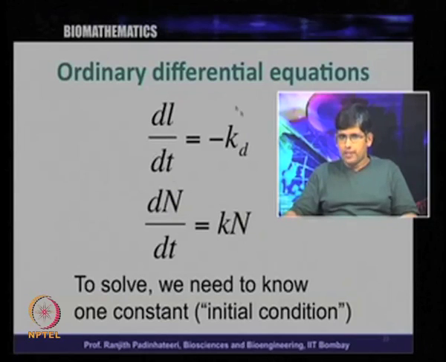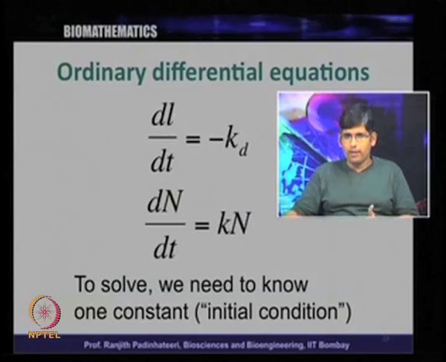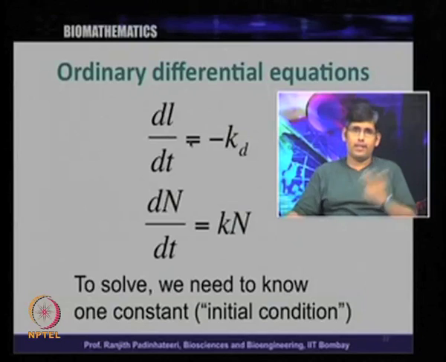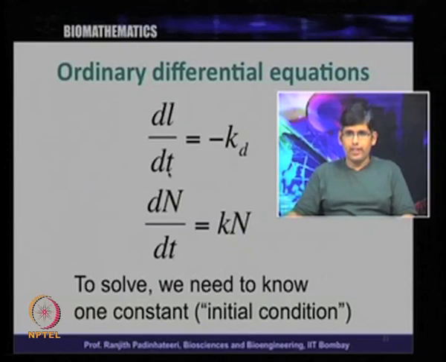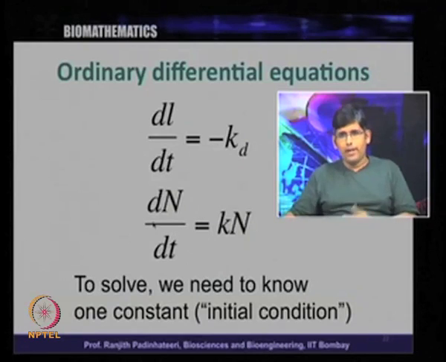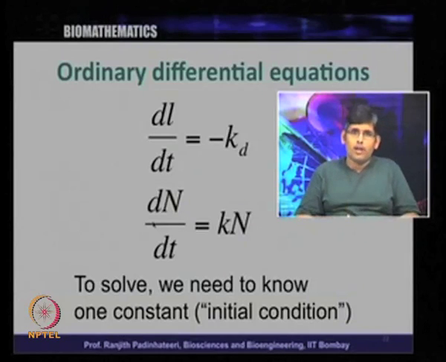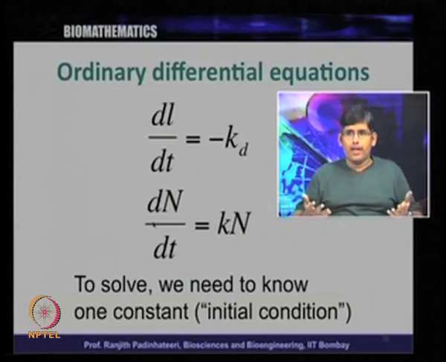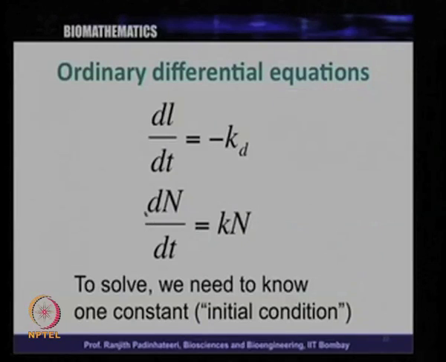So, the first equation precisely describes the decrease in length of anything, a polymer. If L is a length, dL by dt is minus kd, where kd is the rate of depolymerization, then this will describe the depolymerization of any polymer, for example, actin. This dN by dt is equal to kN will describe the number increase of anything that is growing. So, bacterial growth or yeast cell growth, the log phase or the growth phase or the exponential phase of it will be described by this equation.